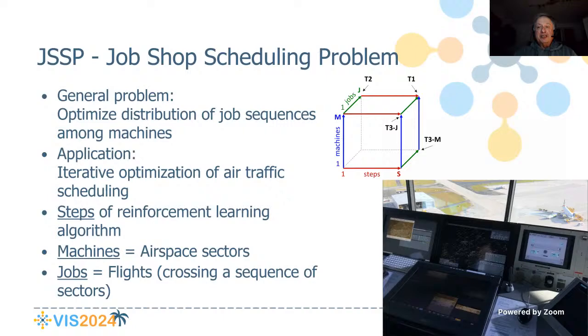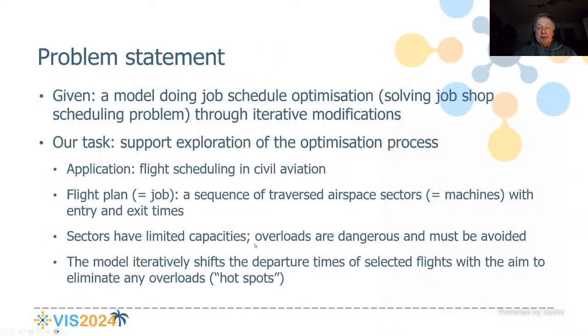Flights are crossing sectors of limited capacity. The algorithm iteratively delays some flights to improve the balance of demand and capacity in the affected sectors. The optimization problem we dealt with is known as a more general job shop scheduling problem, where jobs are allocated to sequences of machines with limited capacities.